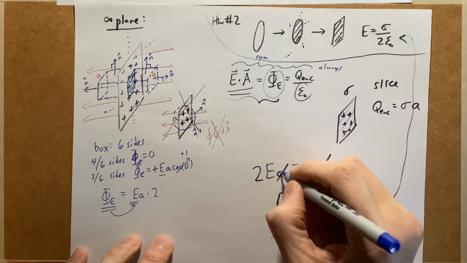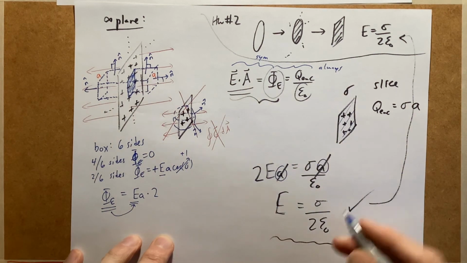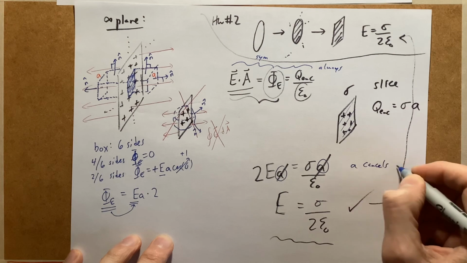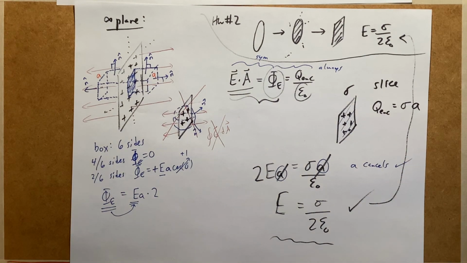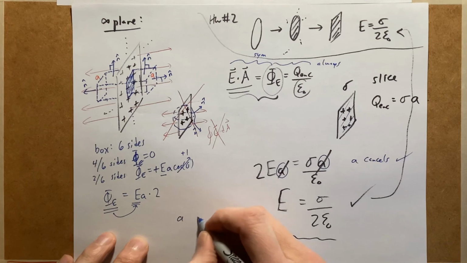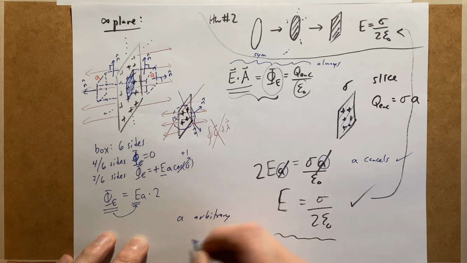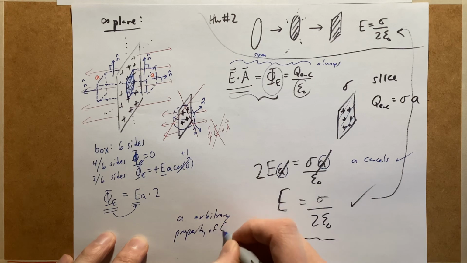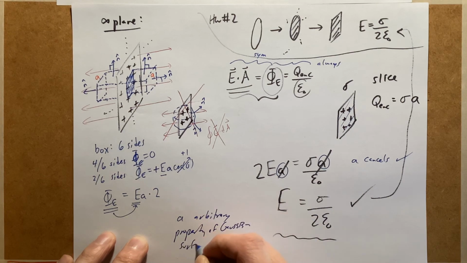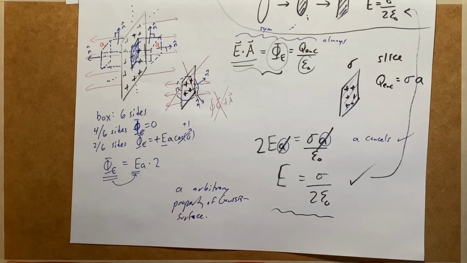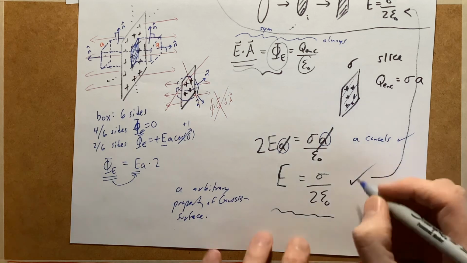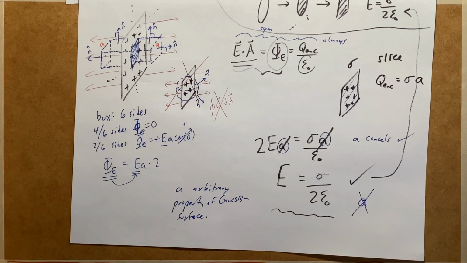Now, one thing I do want to point out, the A canceled, which is good. And the reason why it's good is because A is an arbitrary property of my Gaussian surface. It's something that I chose to sample my field with. It should not end up in the answer. It would be really weird if it ended up in the answer. Because here's the thing, Gauss's law is a tool, okay? Gauss's law is a tool. After we're done using our tool, we clean up, okay?